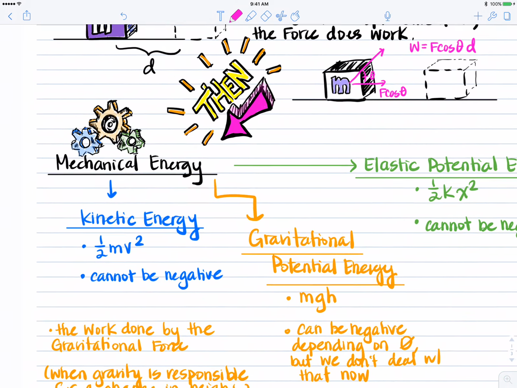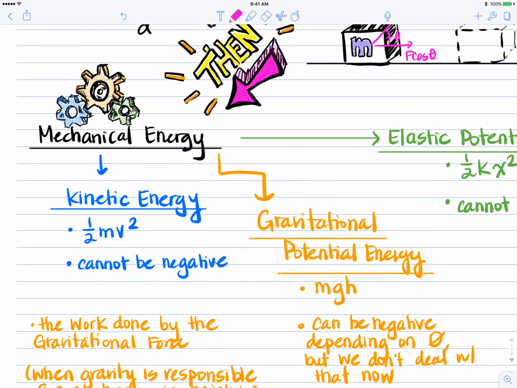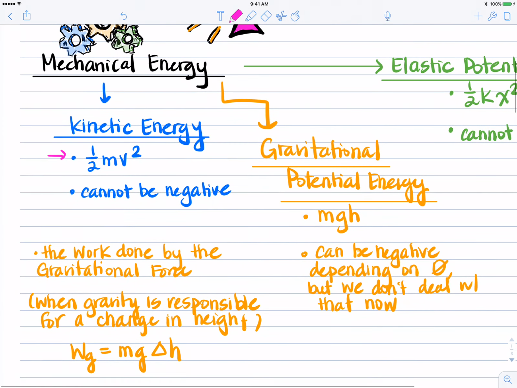So the main two types of mechanical energy that we focused on were kinetic and gravitational. Kinetic energy is calculated by 1/2 mv squared, and it cannot be negative since the velocity quantity is squared. This is the energy of motion. Gravitational potential energy is calculated as mgh, and this can be negative depending on the zero, but we don't really deal with that in our course quite so much, as this is an algebraic physics course.